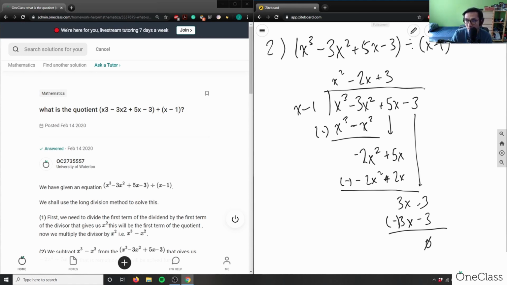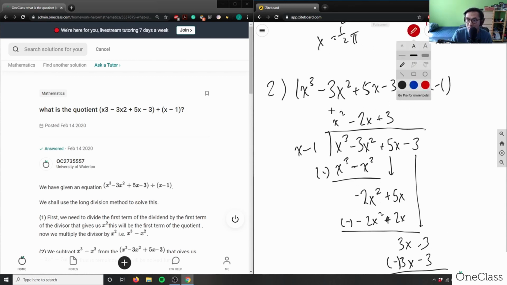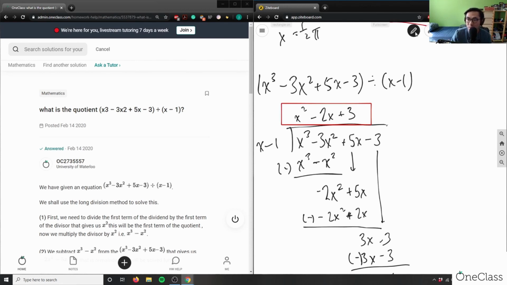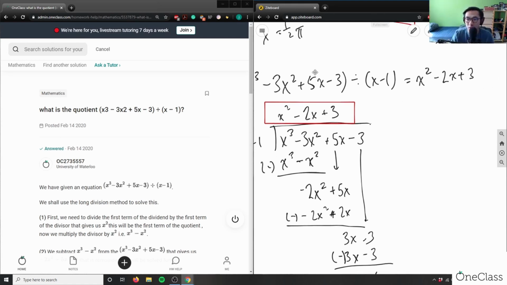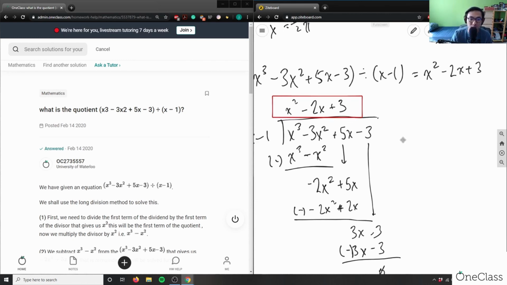So the quotient for this problem, the answer to this problem, is this here. Let's make a box here. It's x squared minus 2x plus 3. You can rewrite this solution as x squared minus 2x plus 3. To verify this answer, you could use the distributive property and multiply these two together to get our original expression. But here is my answer, x squared minus 2x plus 3.